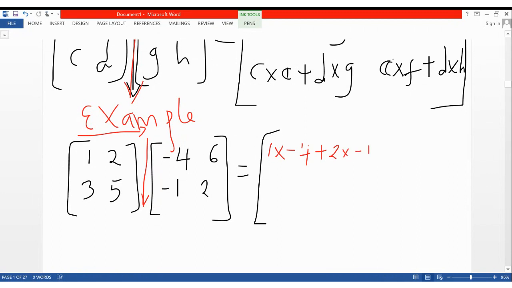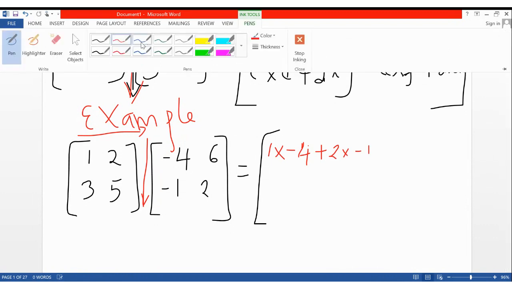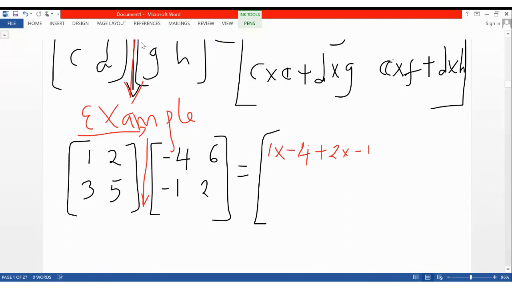This is negative 4. Then the second one, I'm using a different pen just to demonstrate. In the second one, I'll have 1 times 6 plus 2 times 2. Then I'll have 3 times negative 4 plus 5 times negative 1. And finally, I'll have 3 times 6 plus 5 times 2.